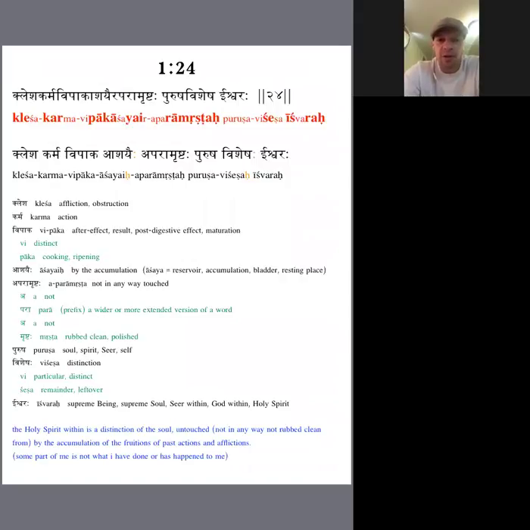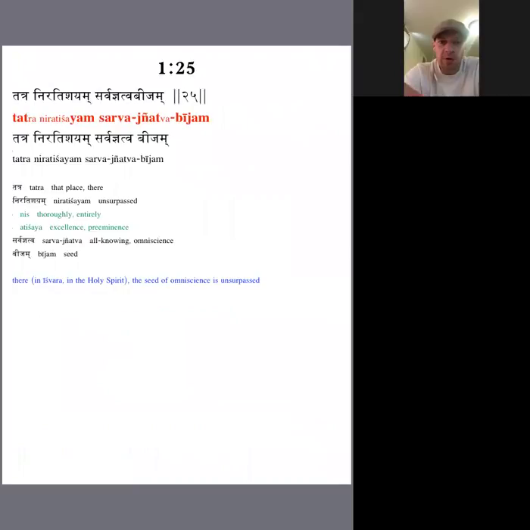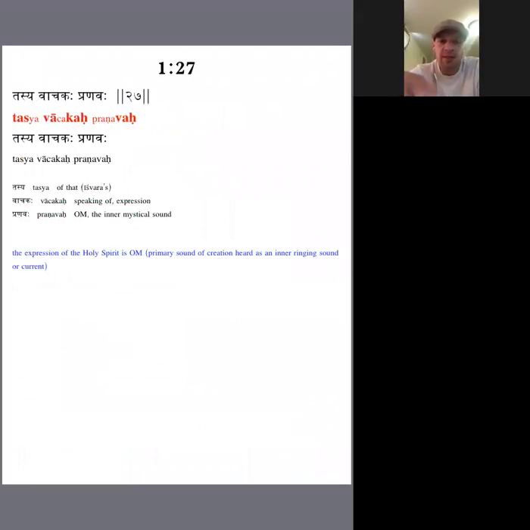And these words are beautiful. Vipaka means the after effect. Ashaya means a reservoir, which implies like a dammed river. So it's this part of me internally that's blocked and pooling and storing shame and guilt about things that have happened to me or things that I've done. However, there's this part of me, Ishvara, which is untouched by all of that. We moved forward until we got to the 27th sutra, which says Tasya Vachakaha Pranavaha. And it's saying that the Holy Spirit has a sound, and that sound is Om.